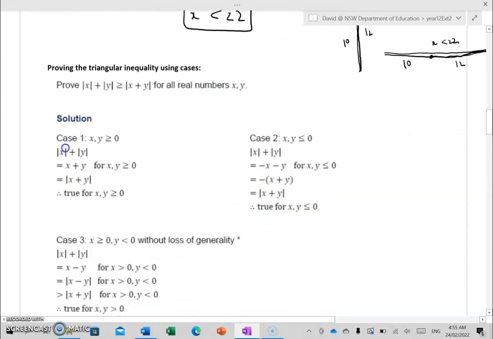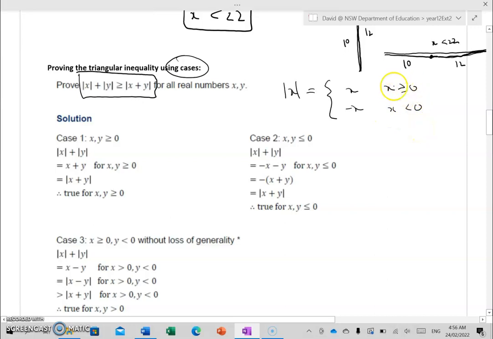And just briefly, I wanted to show you an alternate proof for the triangle inequality that uses cases. So basically it looks at, for real numbers, the triangle inequality. It splits it into cases, basically relying on the definition that the absolute value of x is x if x is greater than or equal to 0, or negative x if x is less than 0. So it matters if we're greater than or equal to 0 or less than 0.